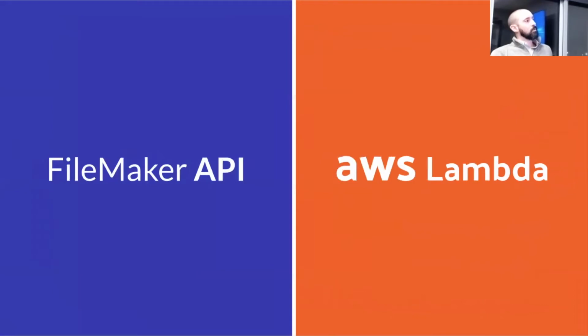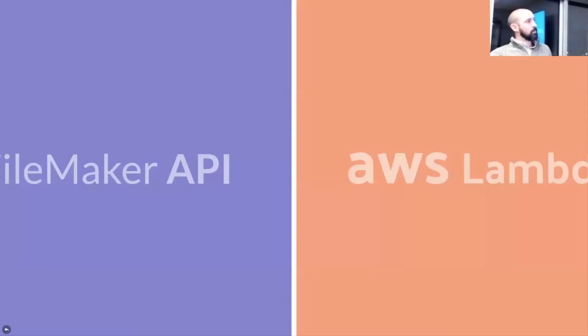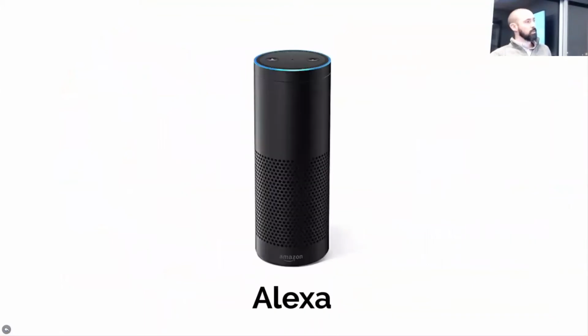So what I'm going to be demonstrating tonight is one of the ways that we can connect AWS Lambda to FileMaker, and that is using Alexa, or in this case, an Echo Dot. So let's dive in and let's do some fun stuff here.